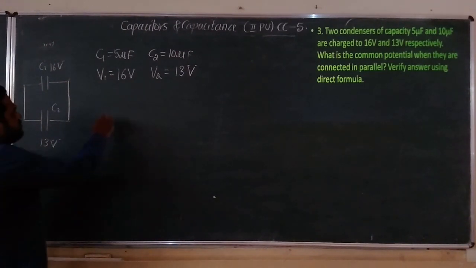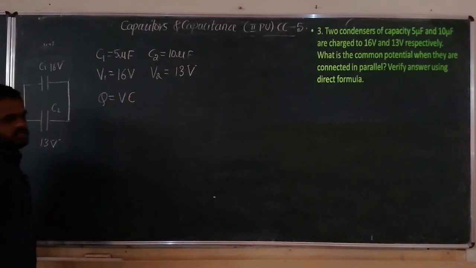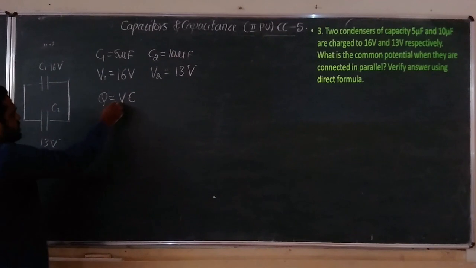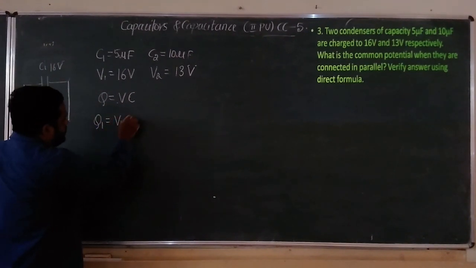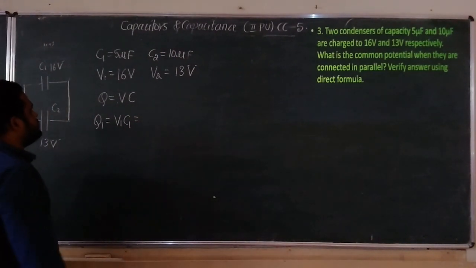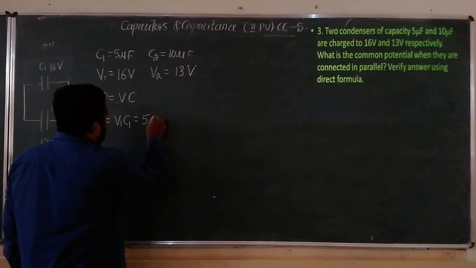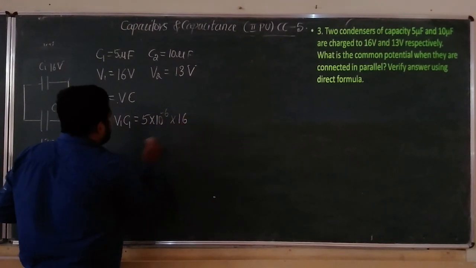Now, we know that Q is equal to V into C. Using this, the charge stored in the first capacitor Q1 is equal to V1 into C1, which is equal to 5 into 10 to the power minus 6 into the potential difference, 16.